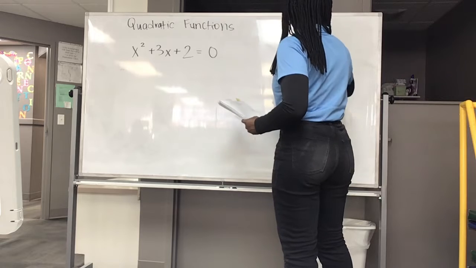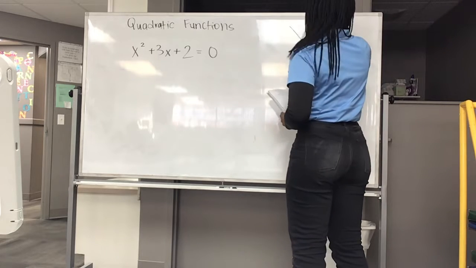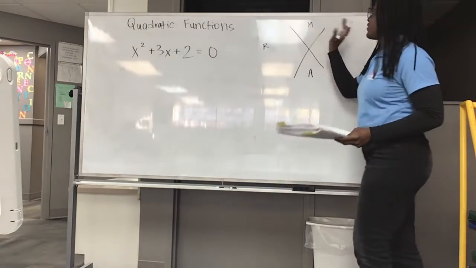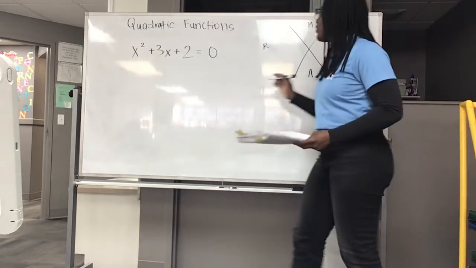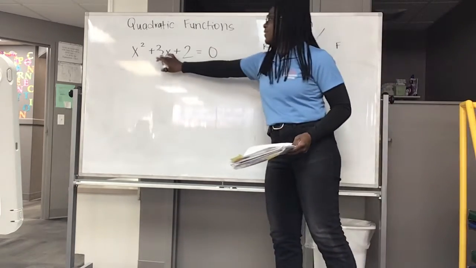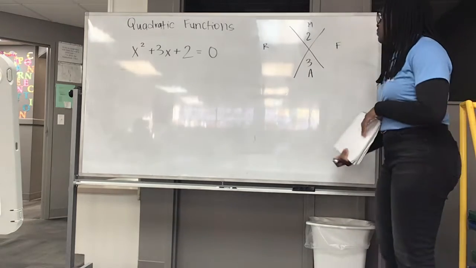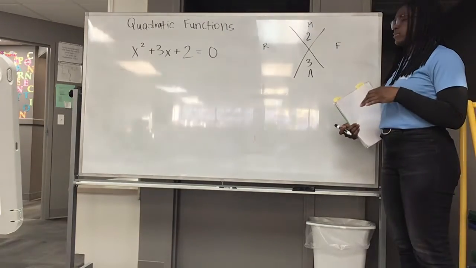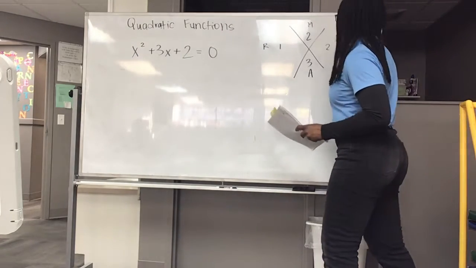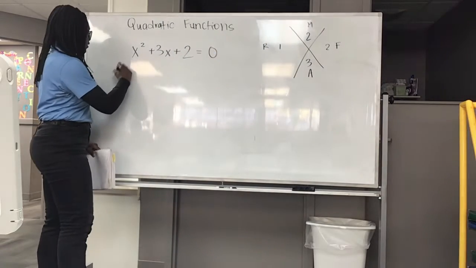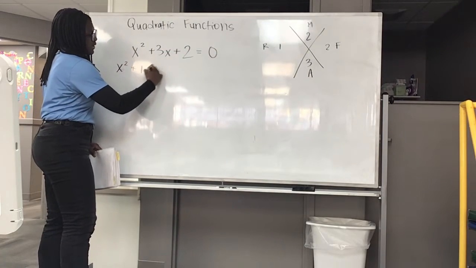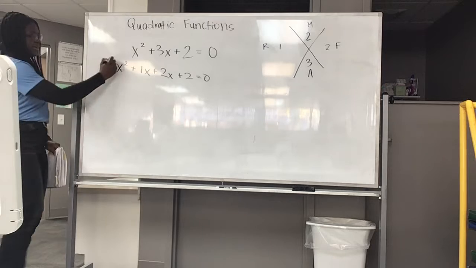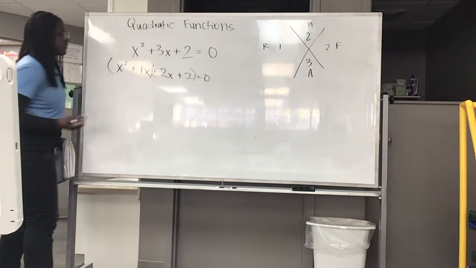So, I already set up my marking. We want two numbers that multiply to 2 and add to 3. So what are two numbers that multiply to 2 and add to 3? 1 and 2. Yep, 1 and 2. So I'm going to do my rewriting. x squared plus 1x plus 2x plus 2 equals 0. Then I'll group the first two and the last two.